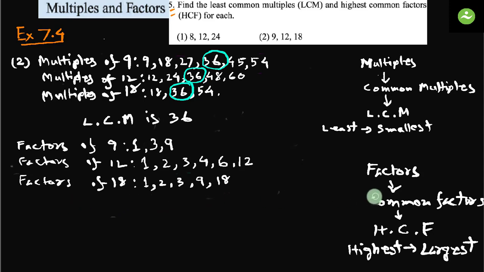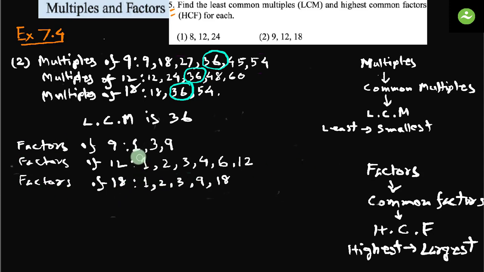Now we found the factors. Now we have to find which are the common factors. You don't have to mark anything in the exam. You just have to see the list, check which are common, and then find the highest or largest common factor.